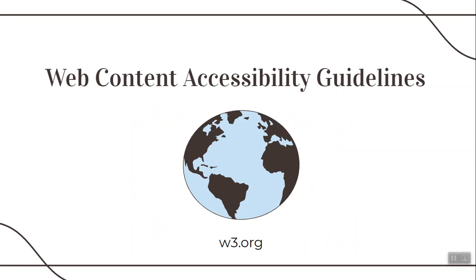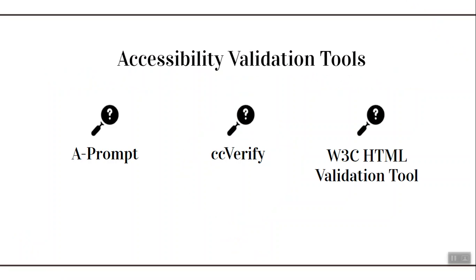The most widely accepted standards for providing guidelines on accessibility are the Web Content Accessibility Guidelines 2.0, published by an international standardization organization. They can be found at w3.org. Each of the 14 guidelines describes a principle of accessible design. Some examples include providing text alternatives for non-text content, making everything on the page functional with only a keyboard, and making web pages appear and operate in predictable ways. There are numerous validation tools available online, such as aPrompt, CC Verify, and the W3C HTML validation tool.